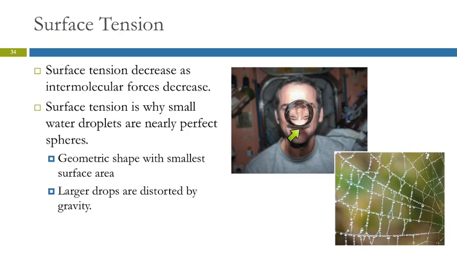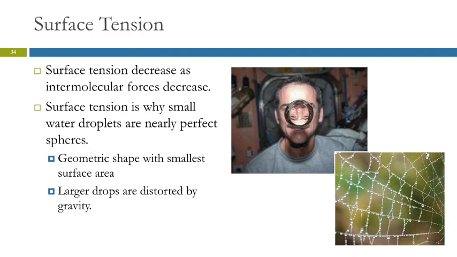There's that drop of water again. This is a picture of a spider web. Now this is on Earth, but those droplets are small enough that gravity's not having much of an effect on them. And they're perfect little spheres. The reason it forms spheres is due to the surface tension.